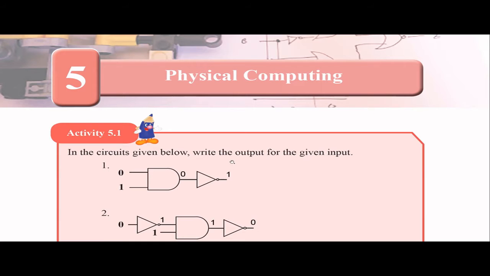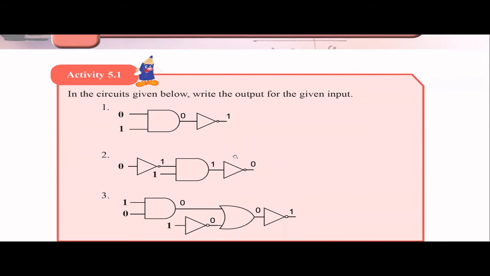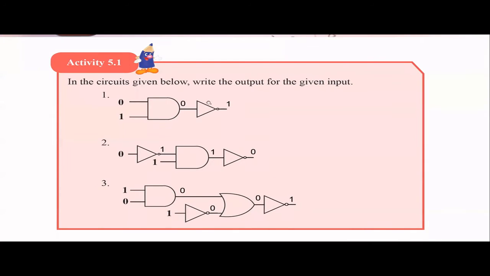So in activity 5.1, they have given three circuits. Actually, I have filled this up with the outputs. So if you refer to the book, these things won't be there. So only you will have the inputs, right? So here we can see an AND gate and a NOT gate. So they have given the inputs like 0 and 1. So hope you know, in the AND gate, both inputs should be 1. Then only your output will become 1. Right, so that is the basic thing you should know.